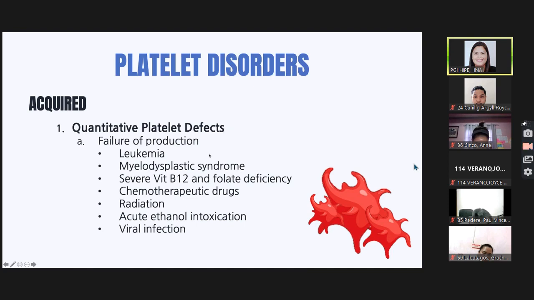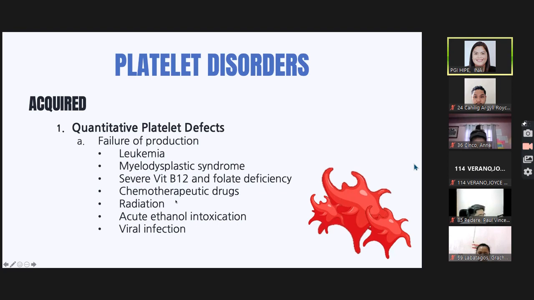By failure of production, under which you have leukemia, myelodysplastic syndrome, severe vitamin B12 and folate deficiency, chemotherapeutic drugs, any exposure to radiation, depending of course on the amount, acute ethanol intoxication and viral infection. So actually acquired platelet disorders are more common than inherited platelet disorders.